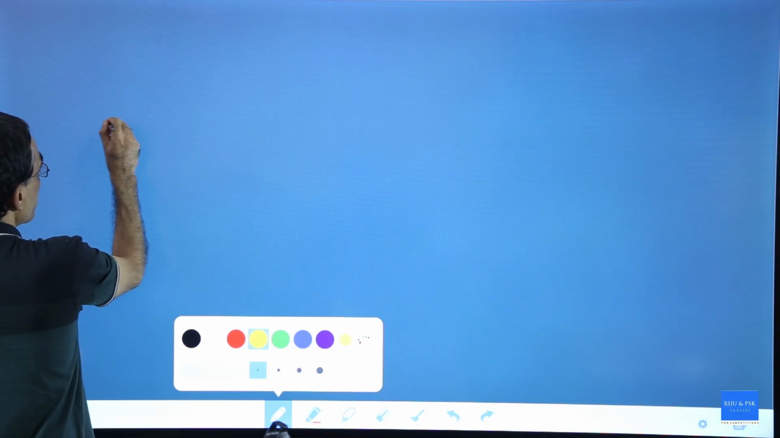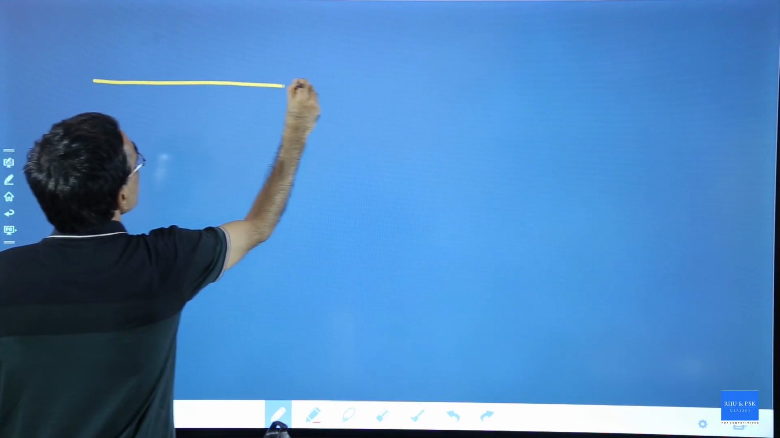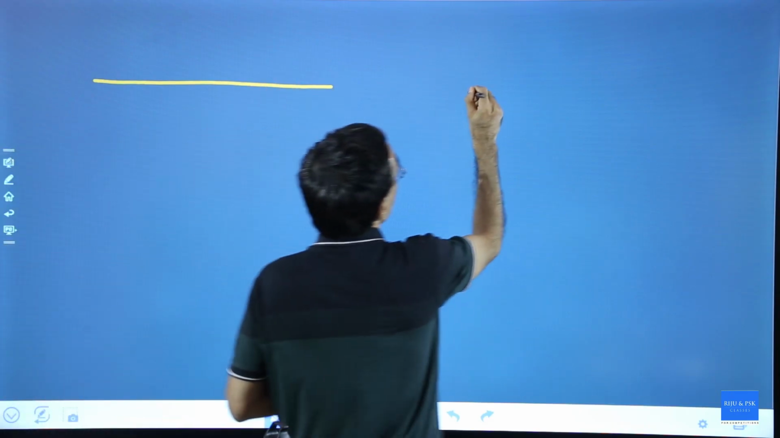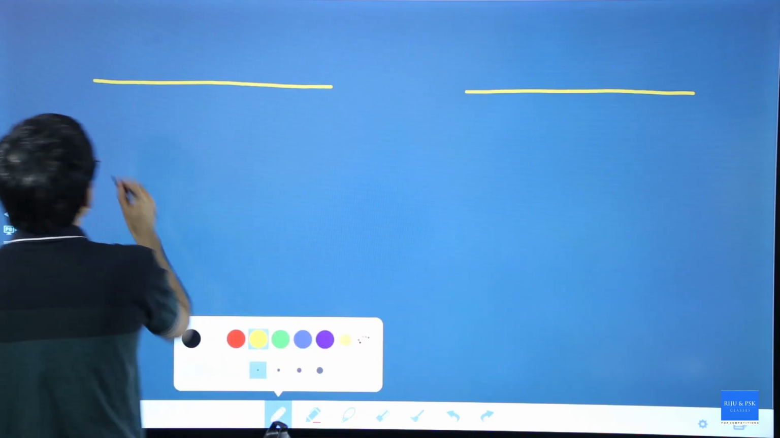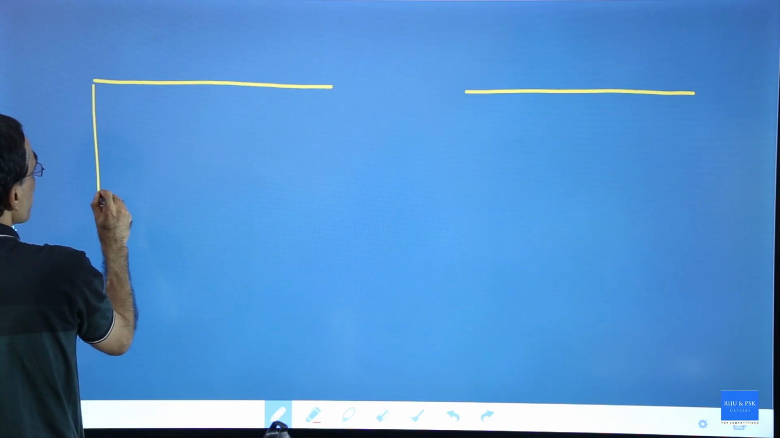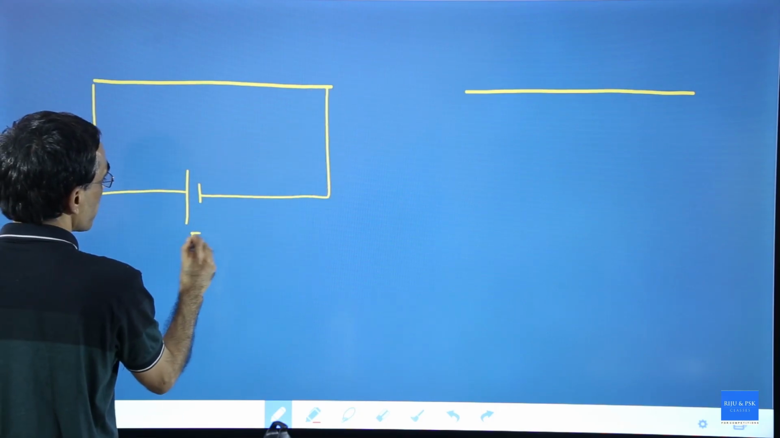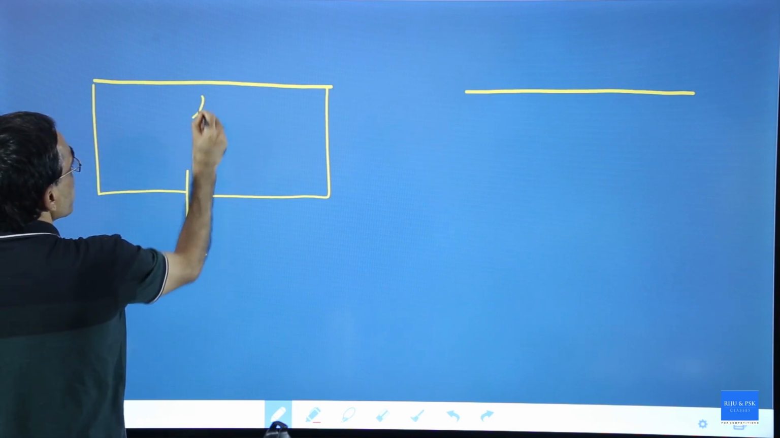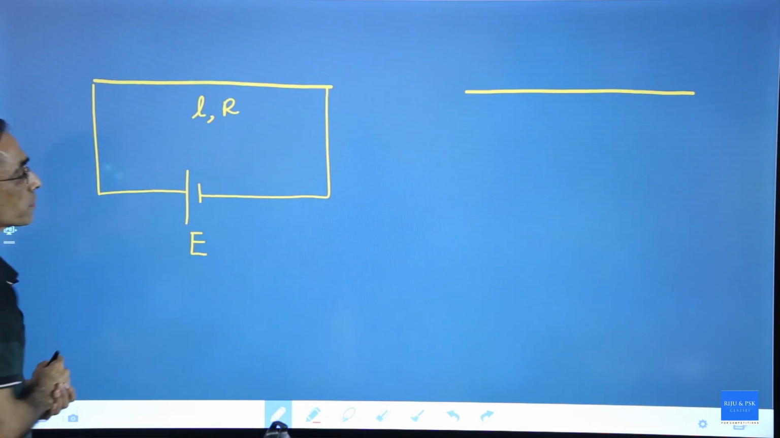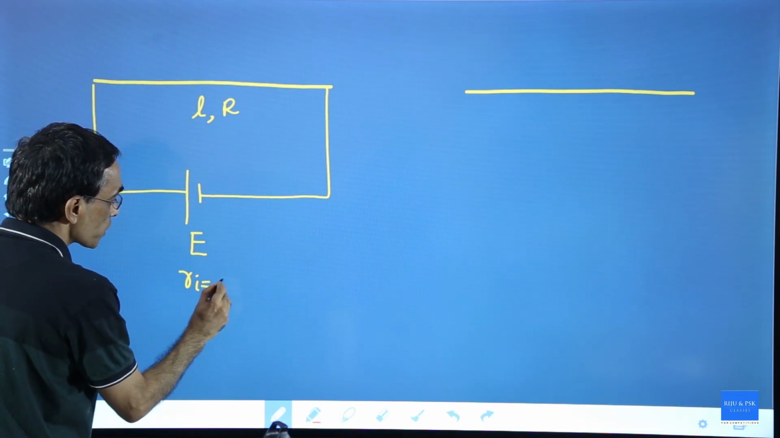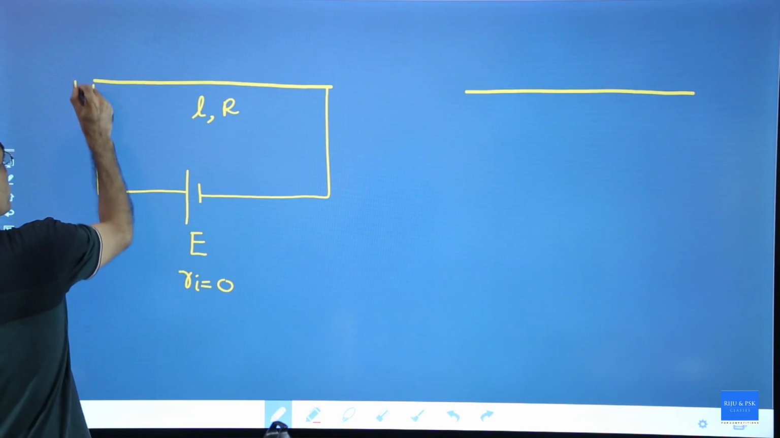The first one, go for a thick line. First one, there is a uniform wire. Maybe in the second one also there is a uniform wire. These are 2 uniform wires. Now, the first one is connected. This is a connecting wire connected to a cell like this. The cell has got an EMF E. The wire has got a length L, and the wire has got a resistance R. The internal resistance of the cell is 0, not considered. Call the wire AB.